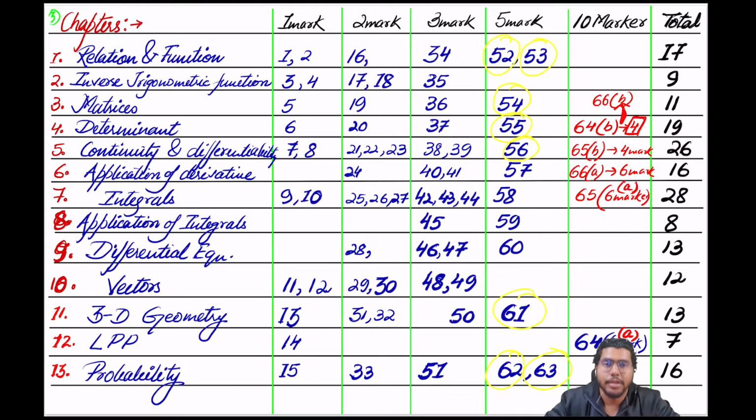Now what kind of questions keep coming up? Bhaiya, you're saying the 5 markers are easy. Okay, so give us an idea what kind of questions keep coming up in the 5 markers. So let's see and let's analyze the 5 markers.